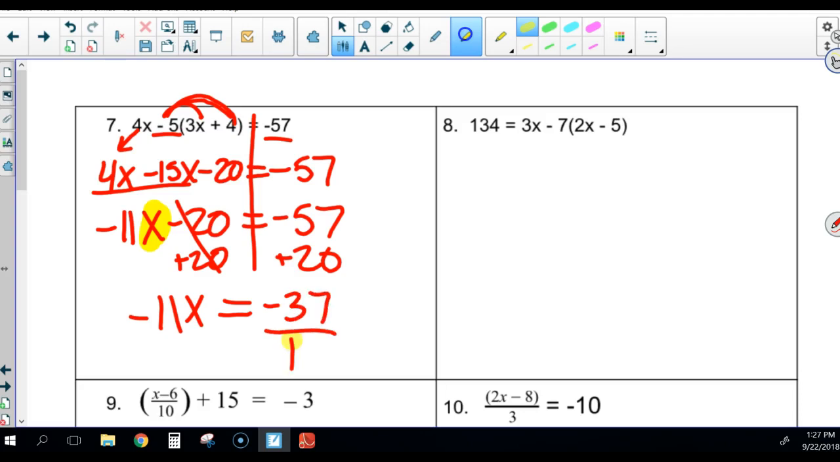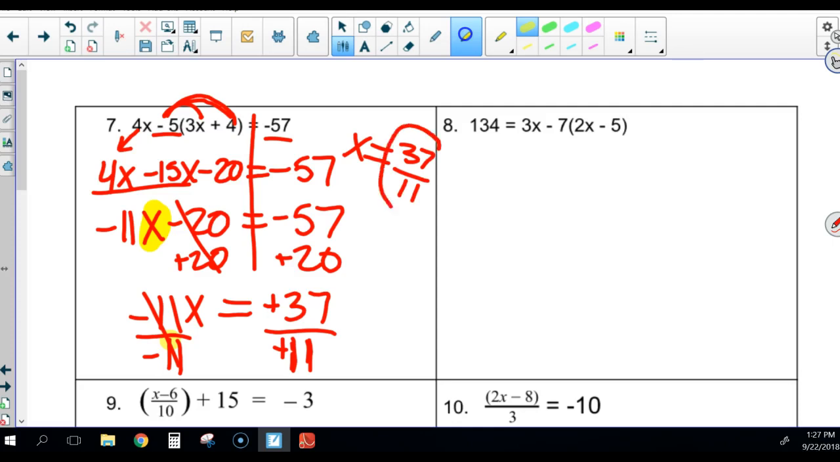So then divide by 11 and negative 11. And this is an ugly, ugly, ugly fraction. I do not like that. And it won't reduce other than the negative over negative being positive. So I'm going to say x equals 37 over 11.